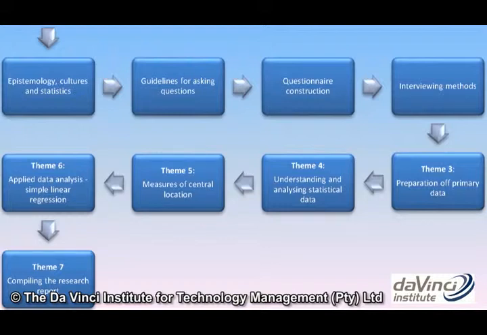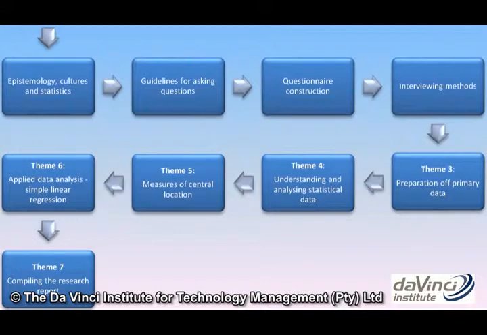And then theme three, preparation of primary data. And we're going to talk about primary data. And then theme four, understanding and analyzing statistical data. And that's your requirement 4 and 5, where you talk about that linear regression. And then measures of central location, apply data analysis in theme 6. And then theme 7, that very important one for, I think it was your fourth requirement, compiling the research report. Make sense, guys? Okay.